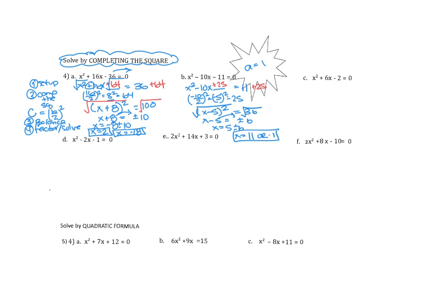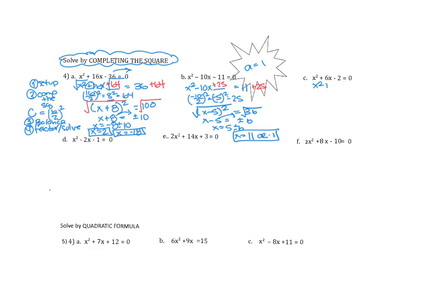So let's take a look at C. C is an example of a problem that would not be factorable. That's not an option. So my only two options to solve C would be completing the square or the quadratic formula. So let's look at this one with completing the square.